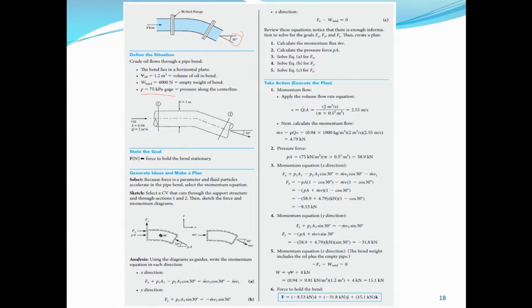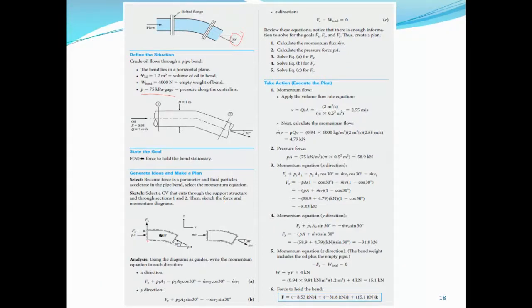We have 2 points, point 1 and point 2, and we want to find the force to hold the bend stationary. Let's generate ideas and make a plan. Because force is a parameter and the fluid particles accelerate in the pipe bend, we select the momentum equation to analyze. Here we can sketch a control volume that cuts through the support structure and through sections 1 and 2, and then sketch the force and momentum diagrams.